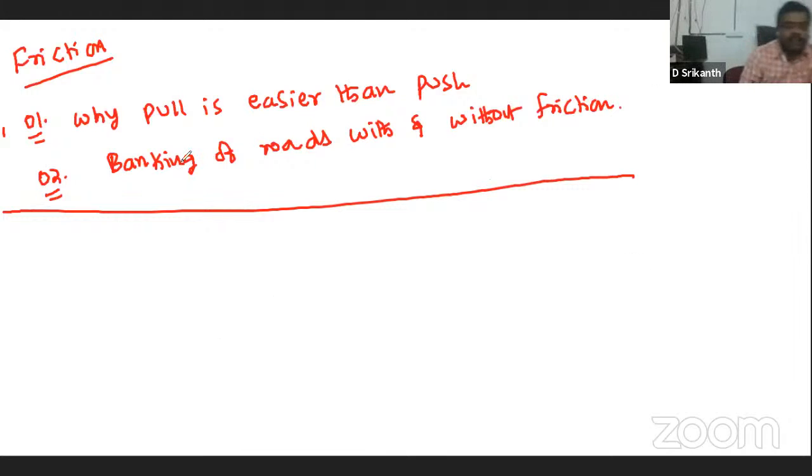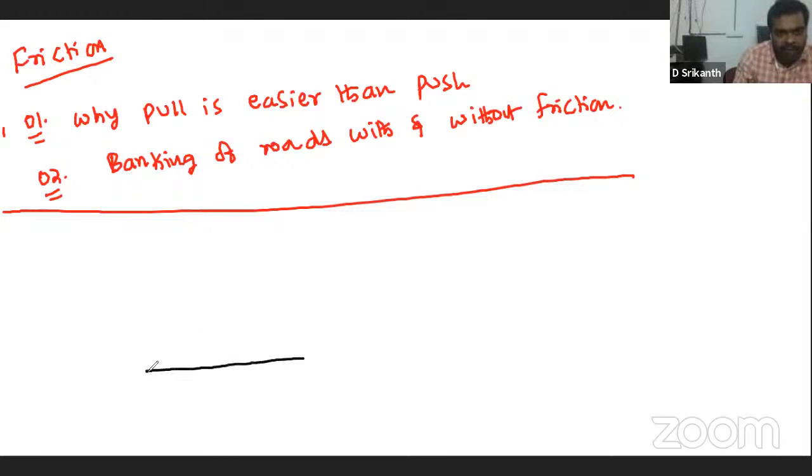Okay. Today we'll see why pull is easier than push, and then we'll see the banking of roads. One more topic is there, that is block on block. That completes this friction chapter. First, let us consider the situation.